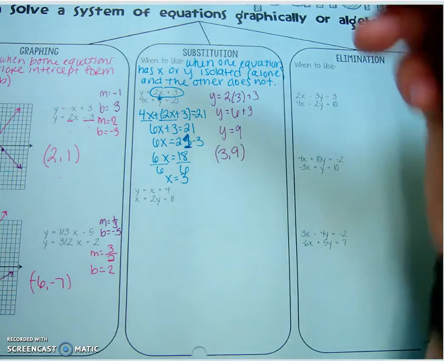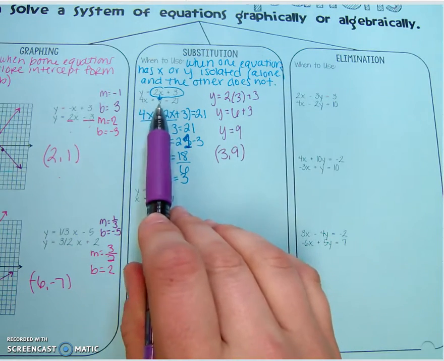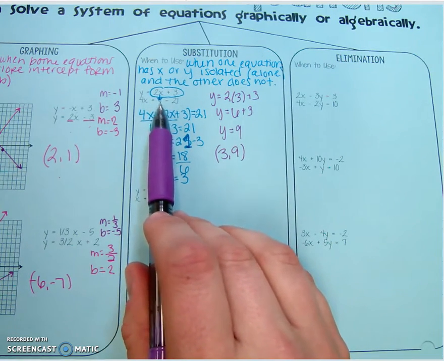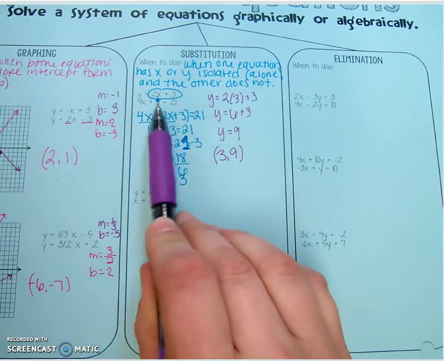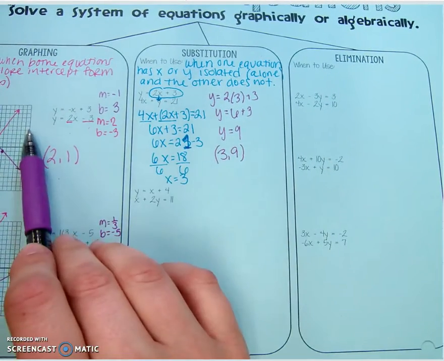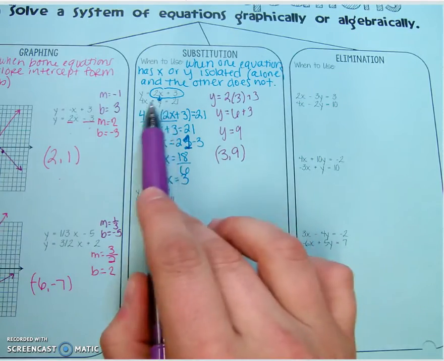Don't forget, I also could have easily solved for this y by taking that 4x and subtracting it from both sides. So I could have graphed that one if I put that in slope-intercept form as well.